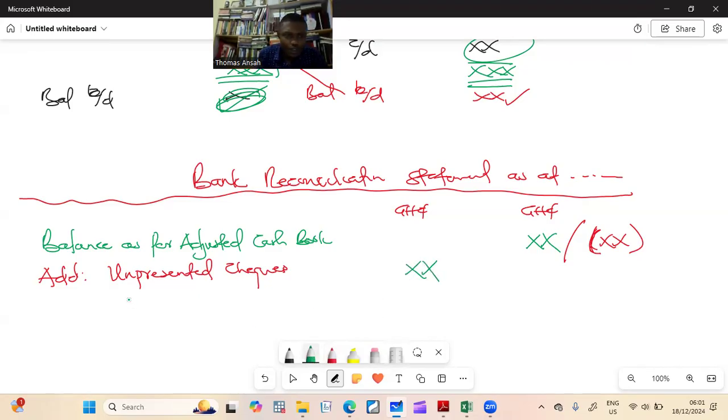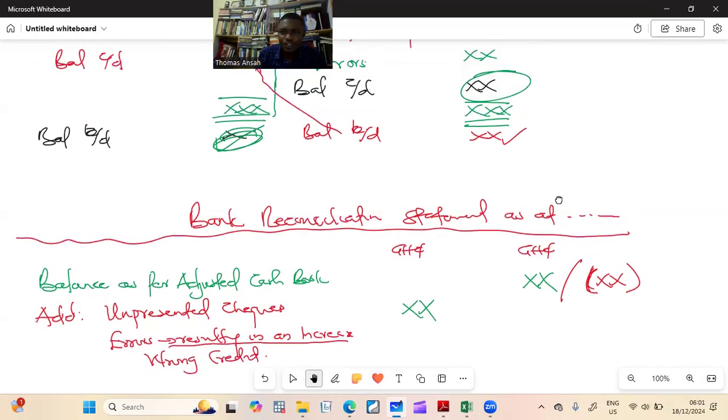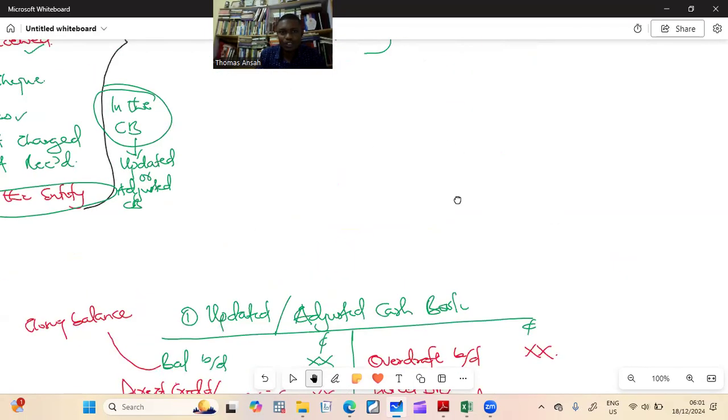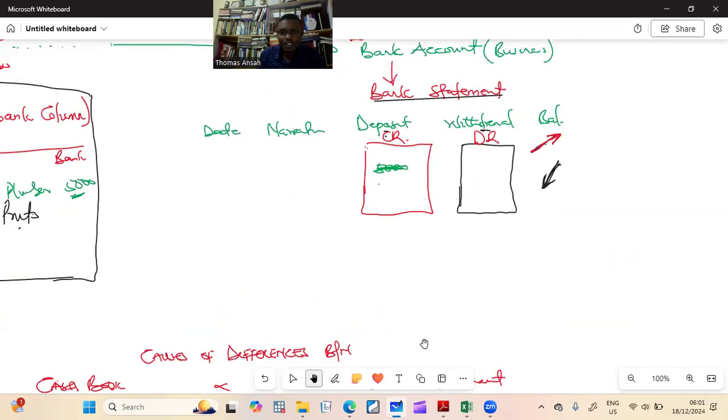So we will add that. Then we will add the errors that are resulting in an increase of our bank balance. We call it wrong credit. But always understand that if the bank credits our account, our balance will go up.